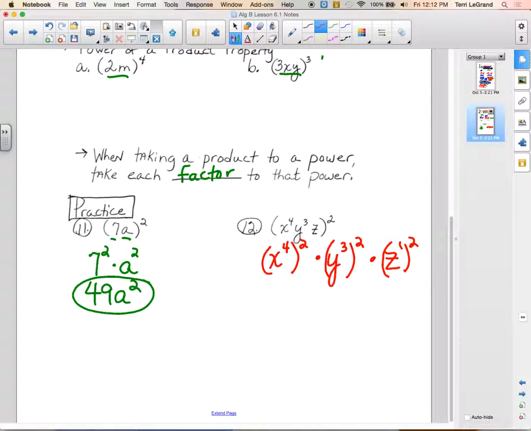Okay. What do we do here? We say x to the what? 4 plus 4? No, power to a power. What do we do with them? Times. 4 times 2, y to the 3 times 2, z to the 1 times 2. So this is going to become x to the, no, 4 times 2 is not 6, it's 8. Y to the 6th. And z to the 2nd. Yeah, 1 times 2. There's our answer.